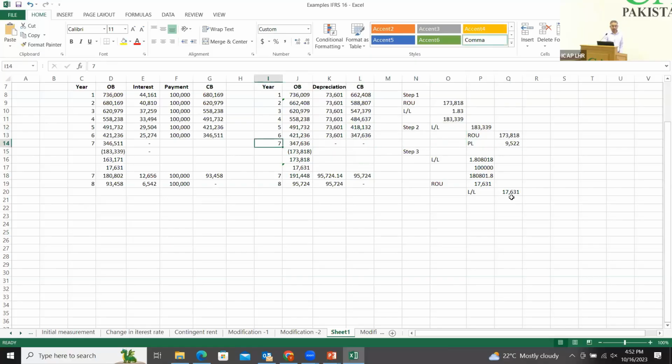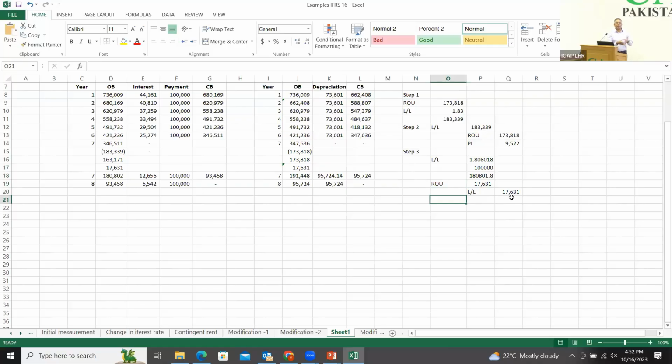And then step number 2, now you will calculate the lease liability of remaining rentals at the new discount rate, which is 180,802. Here is my carrying value after adjustment. Now the difference is 17,631, and that is an increase in the lease liability. So we will credit lease liability and debit right of use. This is your second step.